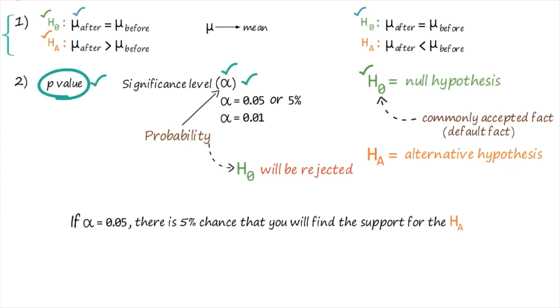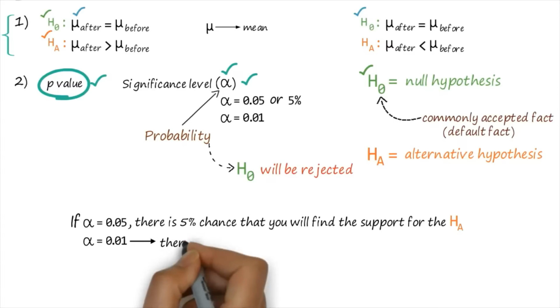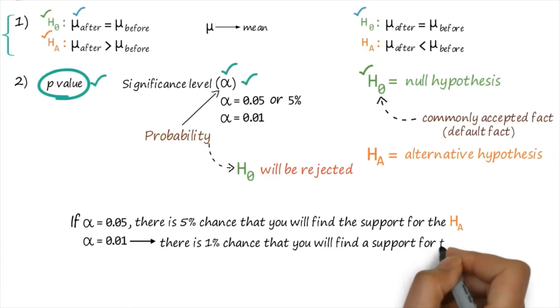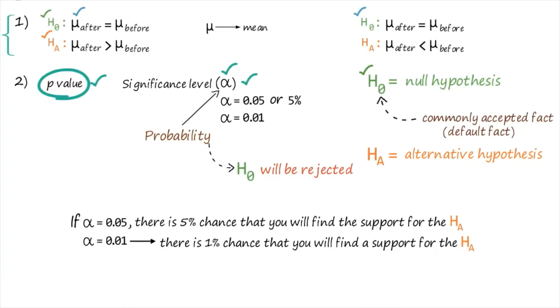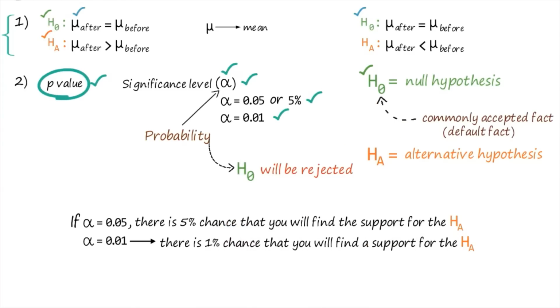Right? Try to understand. Whenever you are setting any alpha value like this, it is the same as 1%. So what is the interpretation? The interpretation is that there is a 1% chance that you will find support for the alternative hypothesis. So this is the meaning of this significance level, right? So fixing this value, either this value or this value, you can put anything, but generally people prefer to use this 0.05 level, right?